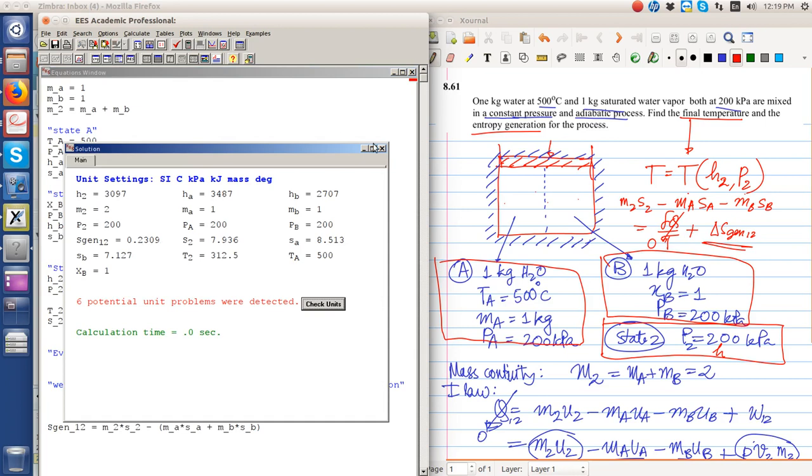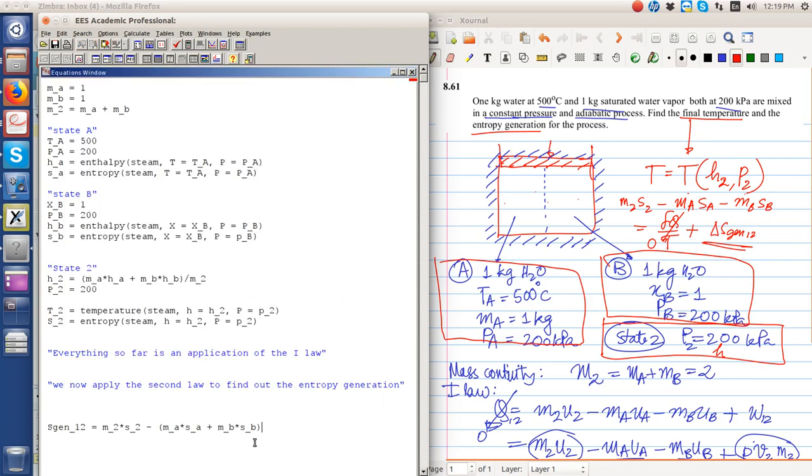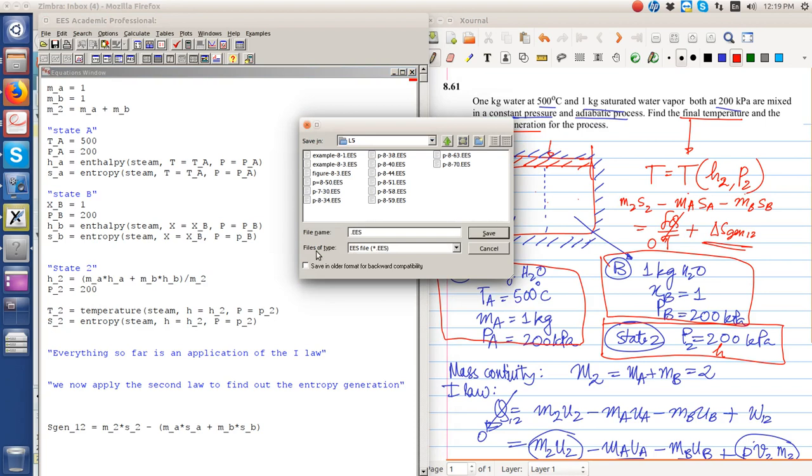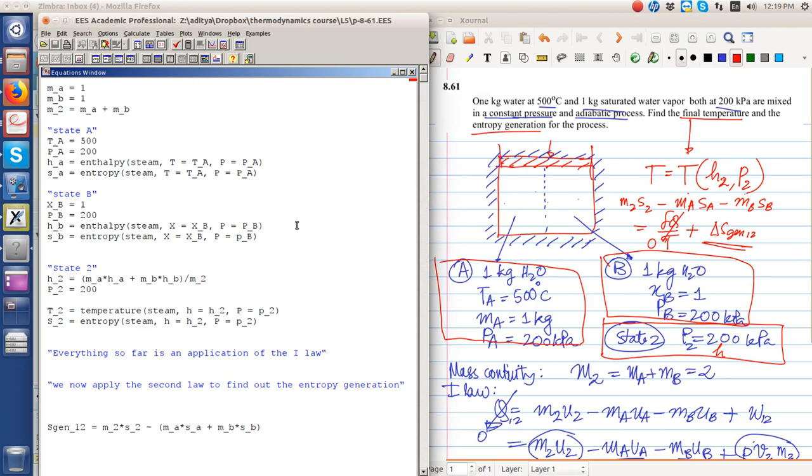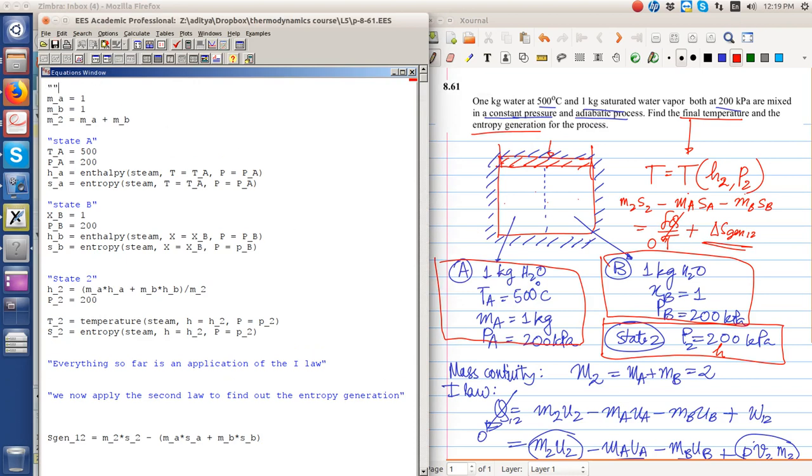Sgen is always positive, because we know this from the second law. Sgen is always greater than or equal to 0. It is equal to 0 for a reversible process. So this is problem 8.61. Try this problem out. It's a problem of mixing. The problem of mixing will be very useful for other studies which involve chemical reactions. So this is problem 8.61 of Sonntag.